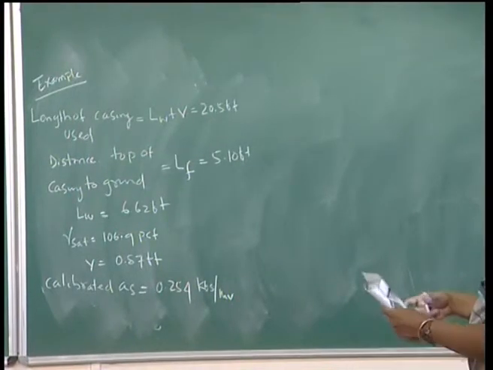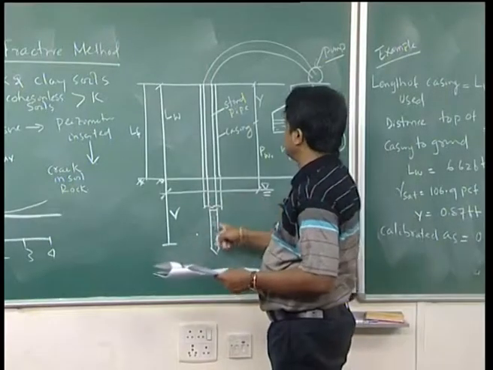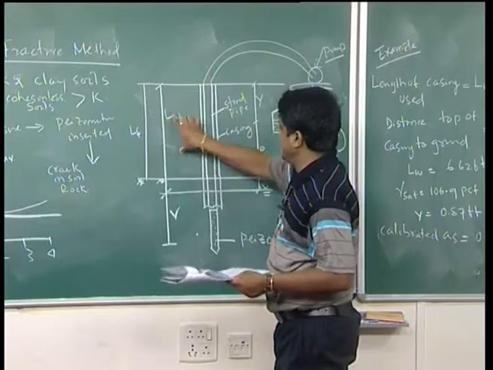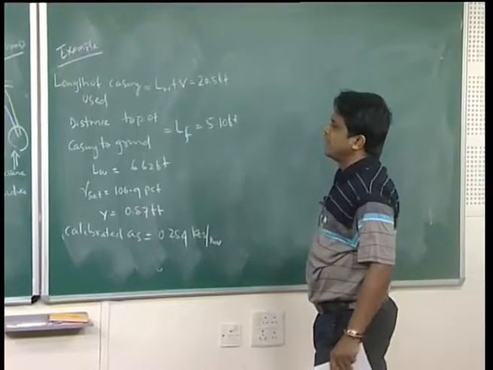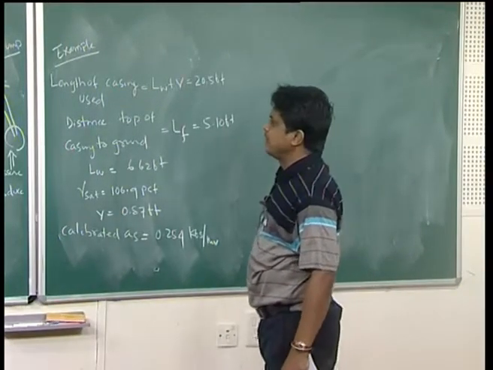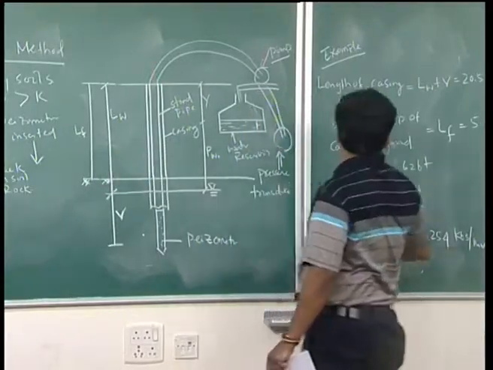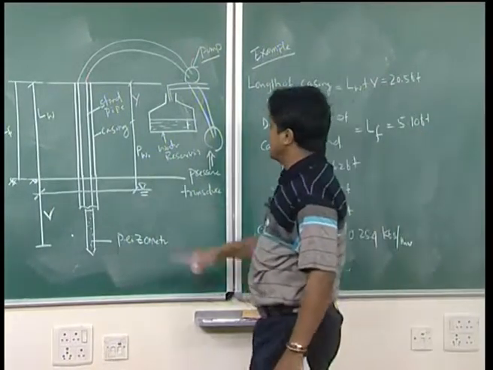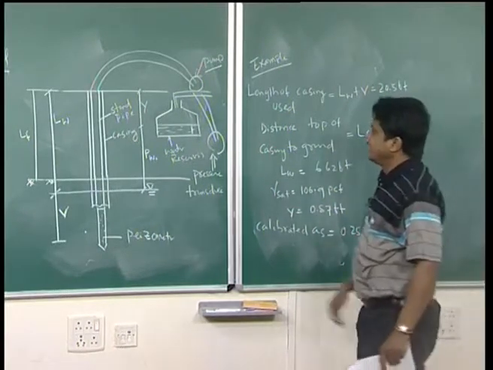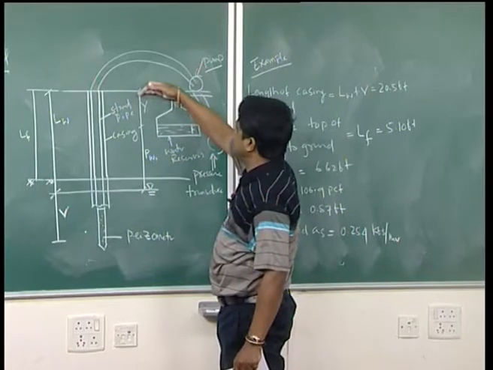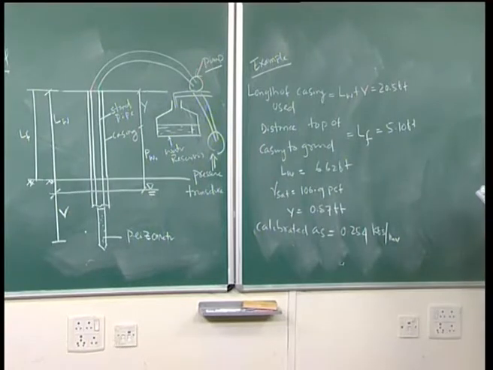Now it has been asked to find K0. Length of the casing used, that means total casing up to here, it is LF, LW plus B, LW plus B is given. Distance from top of casing to ground, from here to ground LF is given 5.10, LW also is given 6.62 feet the probe, gamma saturated is given, and for the water reservoir, the height from this casing Y is given, then find this K0.